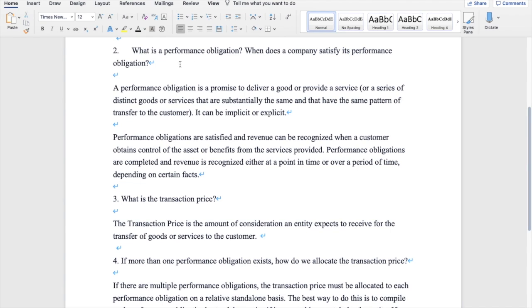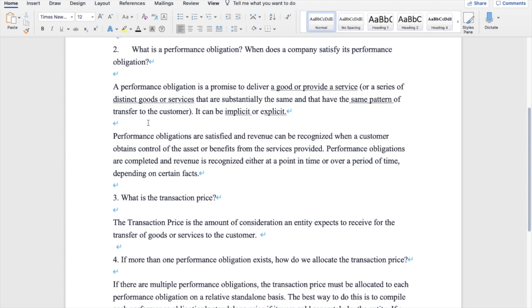So a performance obligation is a promise to deliver a good or provide a service, or a series of distinct goods or services that are substantially the same and that have the same pattern of transfer to the customer. It can be implicit or explicit.